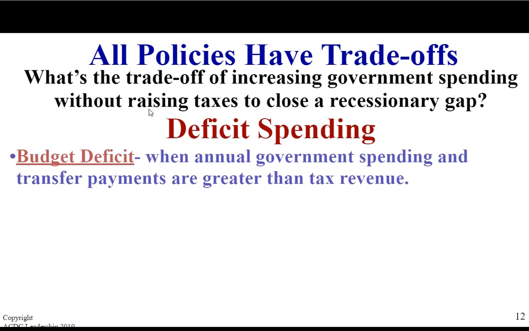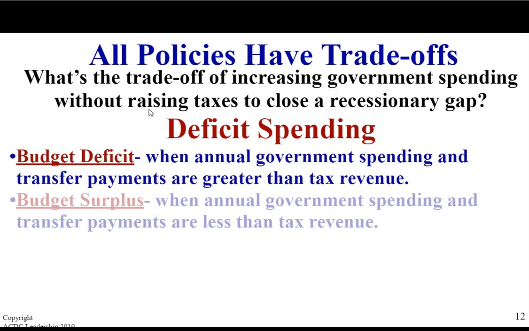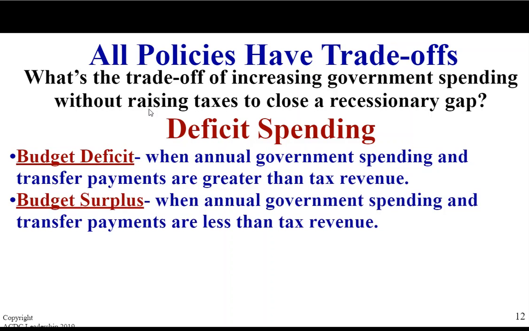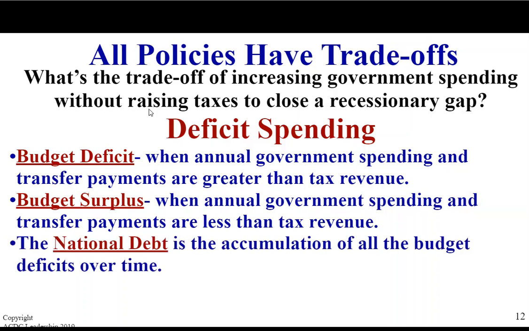Deficit spending. You can have a budget deficit, when annual government spending and transfer payments are greater than what they take in as tax revenue. Or you can have the opposite, a budget surplus, which we don't see very often, when annual government spending and transfer payments are less than what they take in as tax revenue. And the national debt then is the accumulation of all these budget deficits over time.